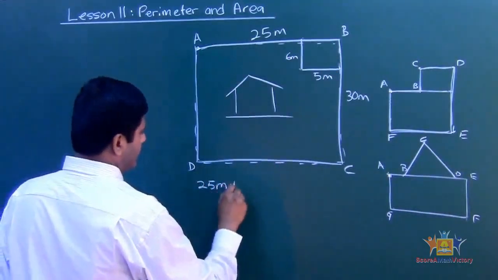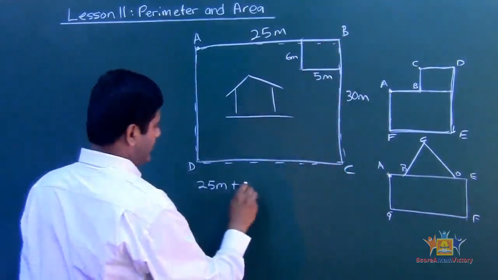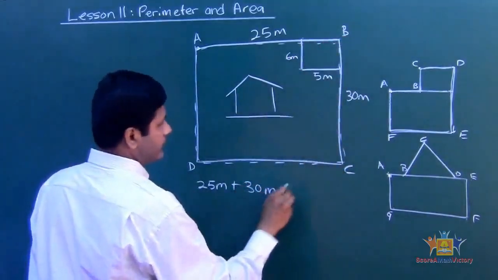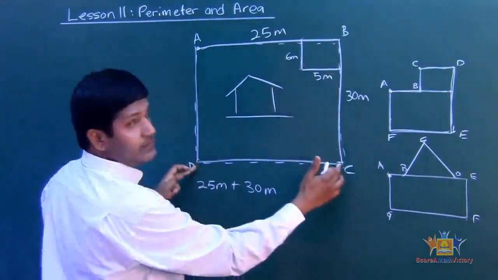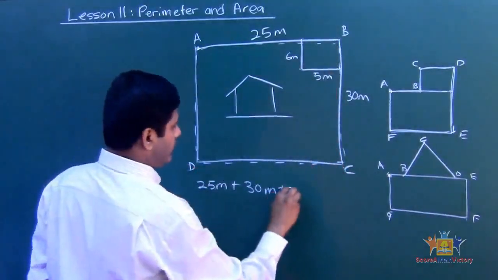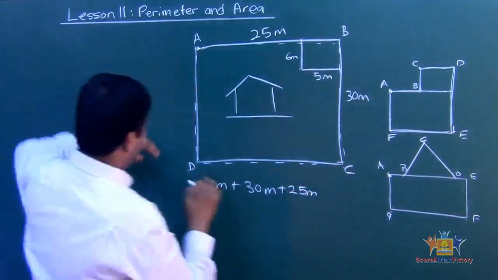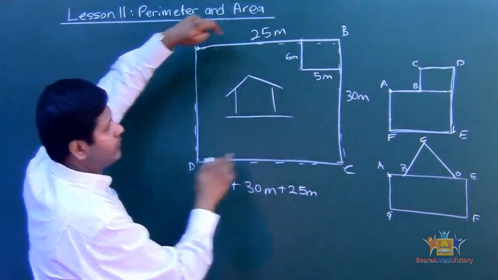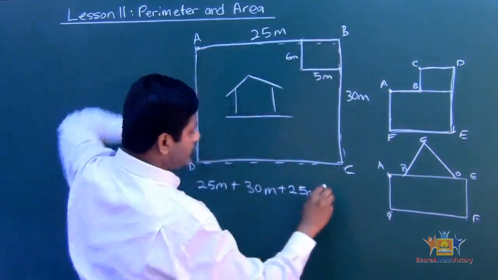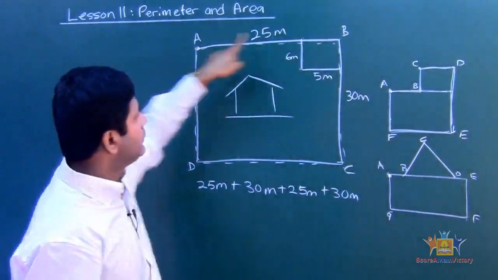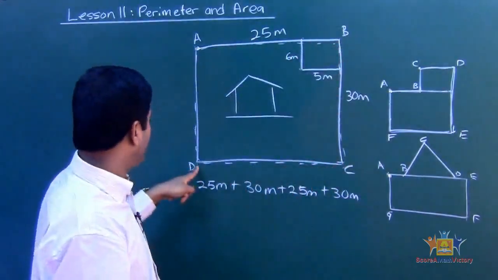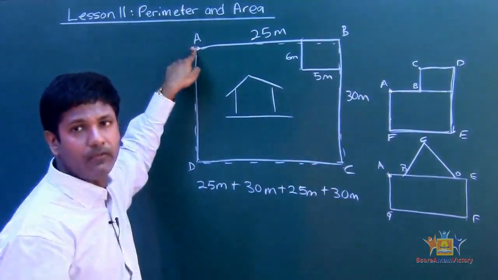25 meters. B to C, 30 meters. C to D, see it's a rectangle, that means this is also 25 meters. How about D to A? It's also the same as B to C, which is 30 meters. Now, so we started here, 25, 30, 25, and back to A, which is 30.